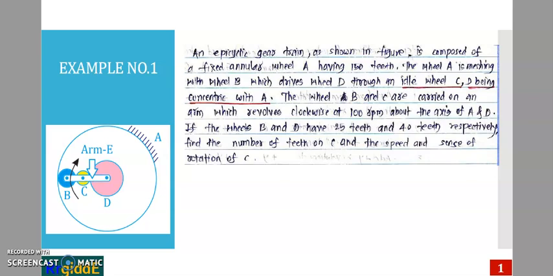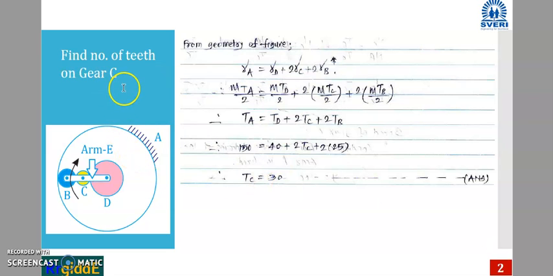From the diagram itself, first we need to find out the number of teeth on gear C. From the geometry of the figure, as the number of teeth are proportional to pitch circle diameters for the same module, with respect to the gears in mesh, we can write one equation in terms of the radius to get the value of the number of teeth on C.